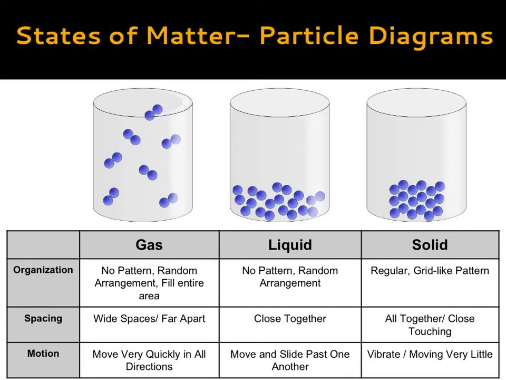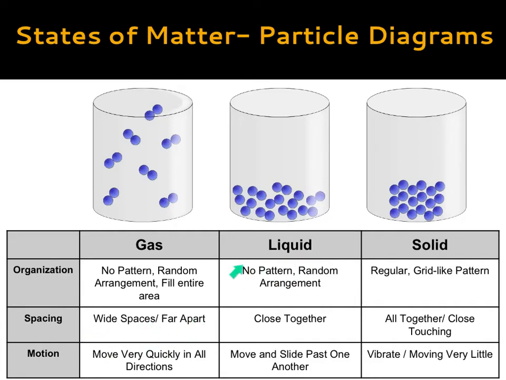This is essentially what they would look like if you were to look at their particles. In this beaker, solids would maintain a shape, liquids would kind of take up the bottom of the beaker, and then gases, of course, expand and fill the whole beaker. So organization-wise, gases have no real pattern. They fill their entire area with random arrangement. They have pretty wide spaces between them, and they move in all directions very quickly.